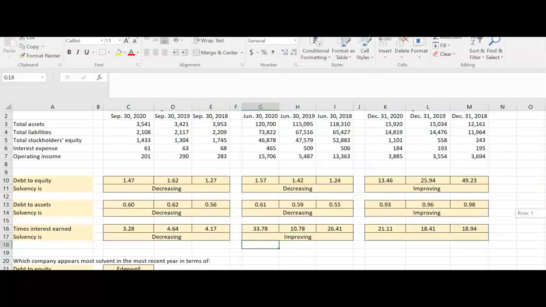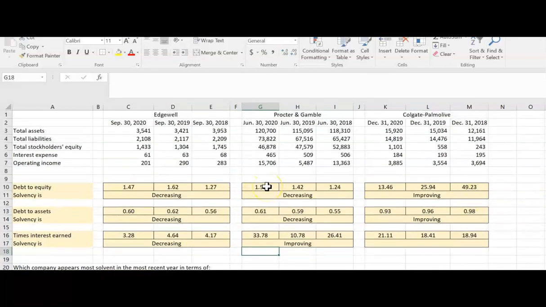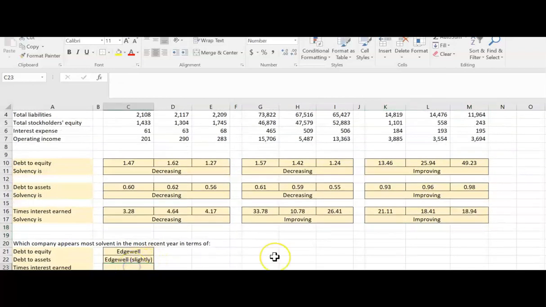So while Procter & Gamble is increasing the amount of debt to equity or to assets, from an income statement perspective, as long as that debt is producing income, then it reduces the risk for the company and for the lender of the company. So when I'm comparing Edgewell to Procter & Gamble, we see that the solvency from an income statement perspective is much better for Procter & Gamble. And then finally for Colgate-Palmolive, it's kind of somewhere in between Edgewell and Procter & Gamble. Over time, it is showing a slight improvement. But when we look at which company has the best in the most recent year, clearly that's going to be Procter & Gamble.